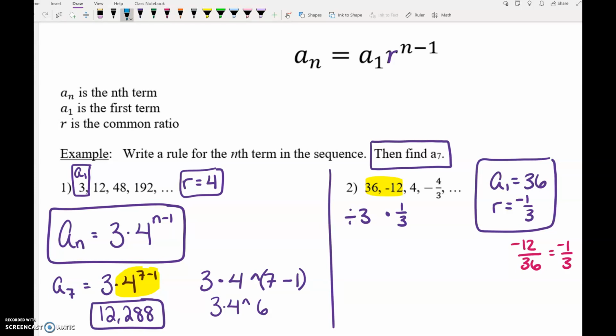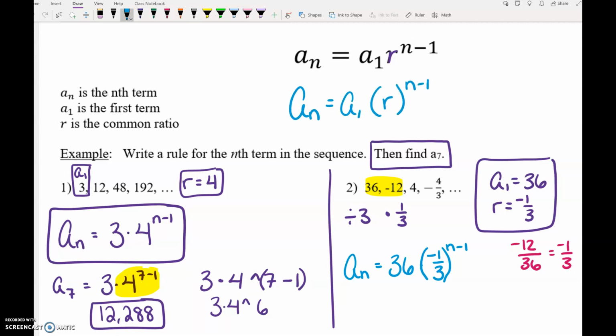Okay, actually writing this thing. Our nth term is our first term, 36, times our R, negative 1/3, raised to the n minus 1. I would recommend putting that R in parentheses. In fact, up here, I'm going to suggest parentheses never hurt anyone. Parentheses are our friend. So putting parentheses directly around your R will help to contain that fraction so that your calculator calculates things correctly.